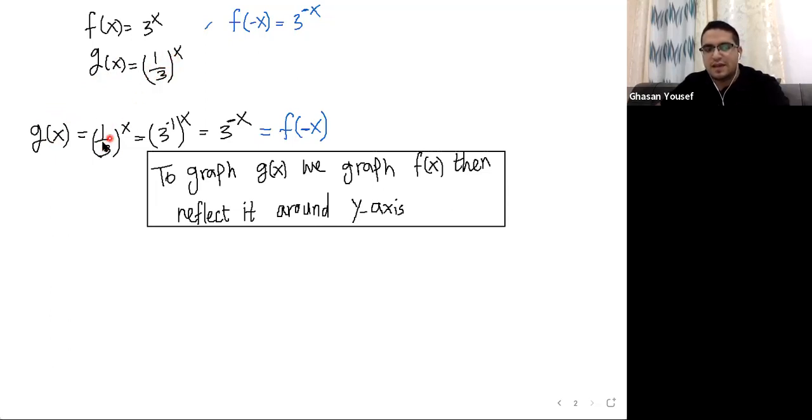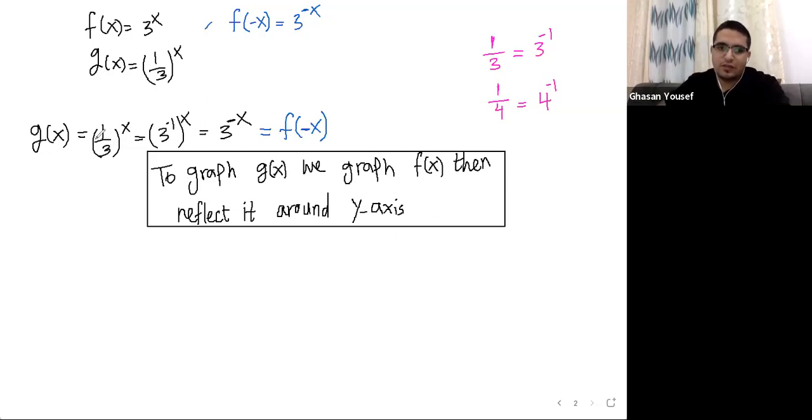Now this, I can change to 3 to the minus 1, because as we know from the previous slide, 1 over 3, if I want to move it up, is equal to 3 to the minus 1. And again, 1 over 4 is equal to 4 to the minus 1. If I want to move this up, I have to use the minus exponent. Is it clear?